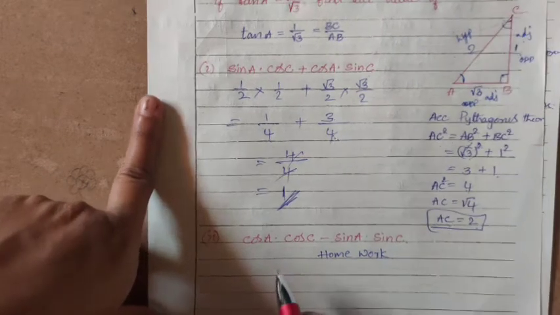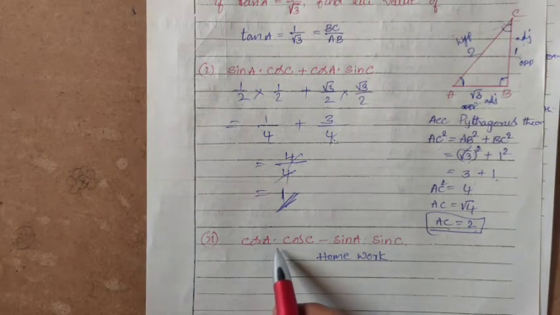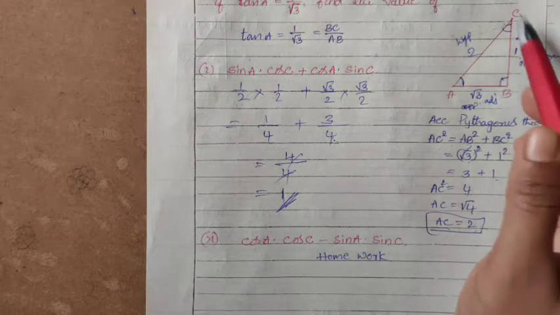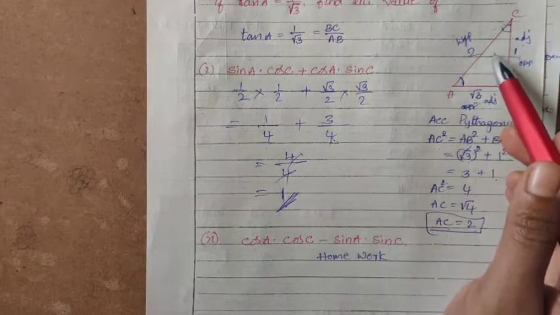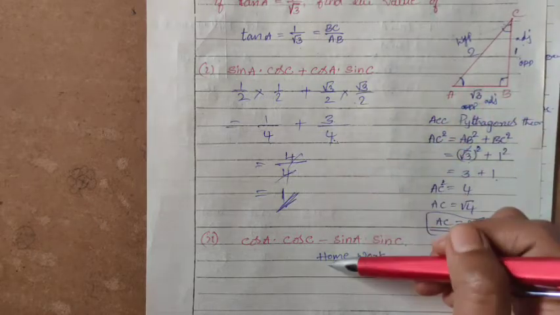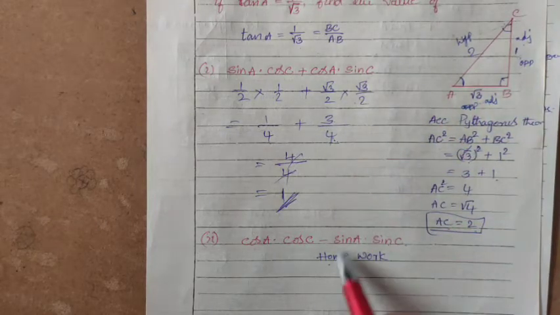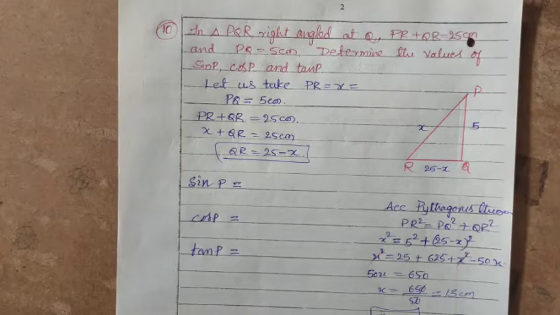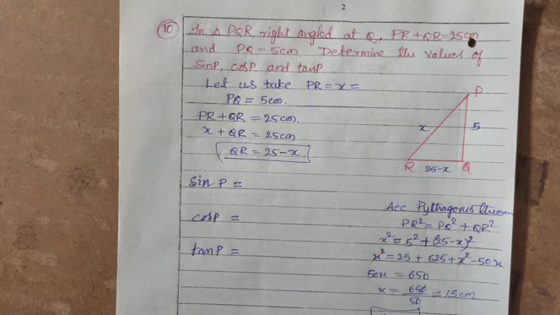Students, we can solve the second question, cos A into cos C minus sin A into sin C, by using this right angled triangle. The same triangle can be used for these two. So this is for your homework. I hope you can solve this question very easily. Now we are going to the 10th question.